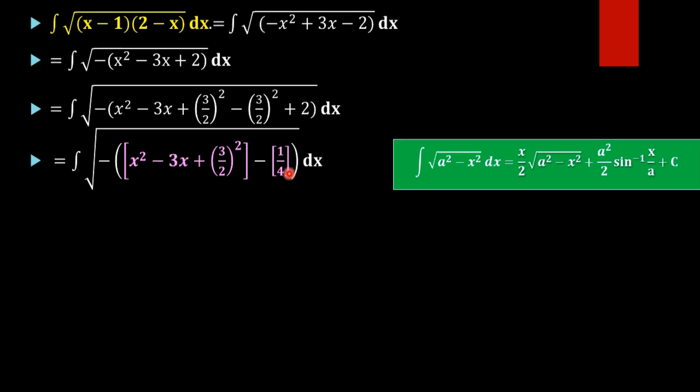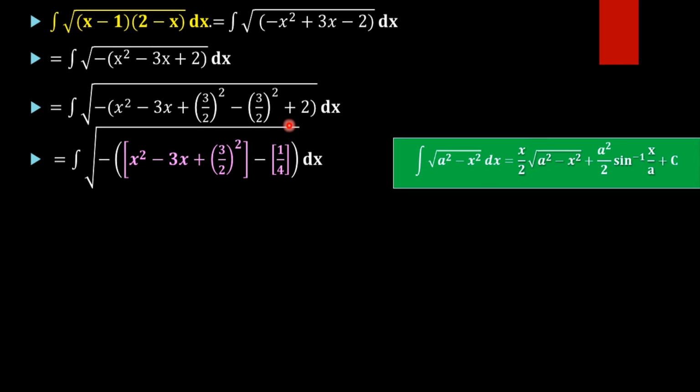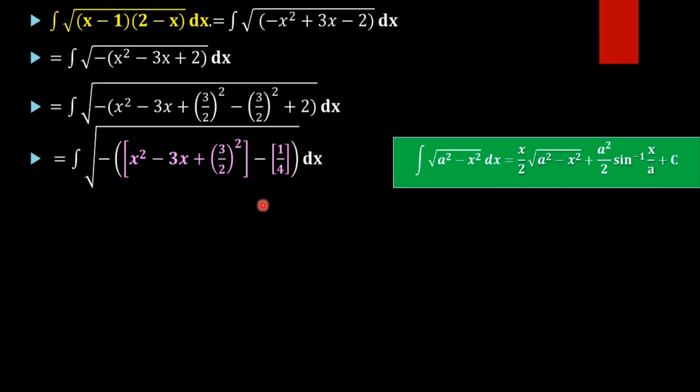Then what is this? That is minus (3 by 2) square plus 2. (3 by 2) square is 9 by 4, so minus 9 by 4 plus 2 will give (minus 9 plus 8) whole divided by 4, that is minus 1 by 4. So we get our term like this.